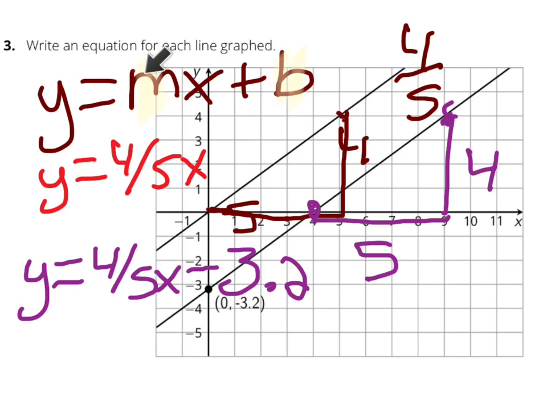You always need the slope and the vertical intercept. You get the slope with the slope triangle. You get the vertical intercept by looking at where it's crossing the y-axis.